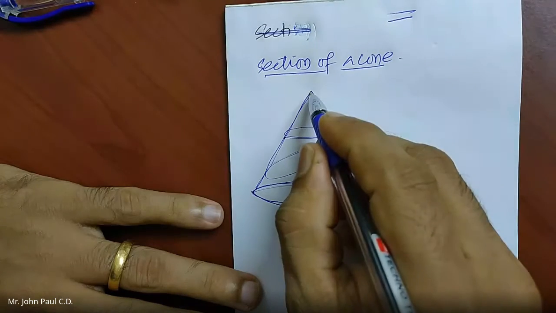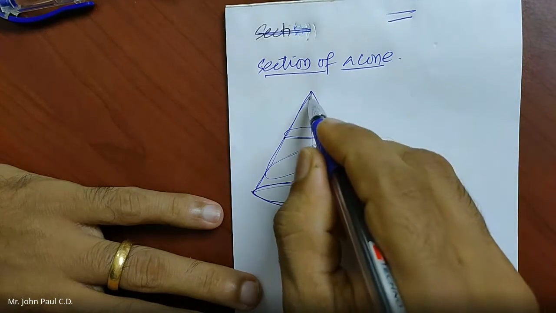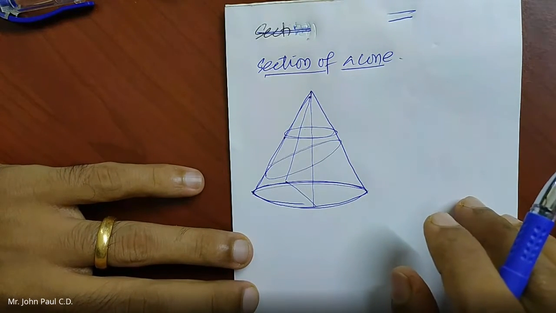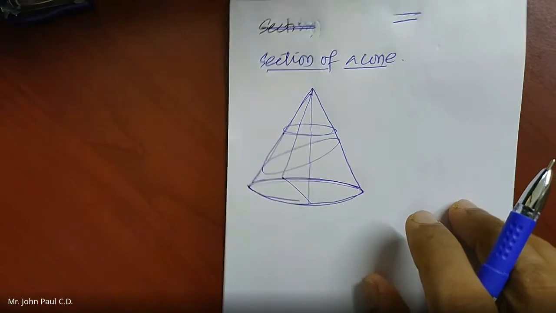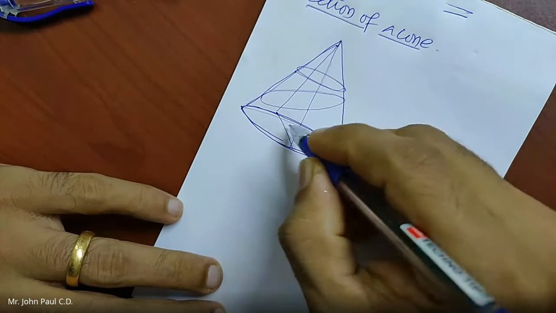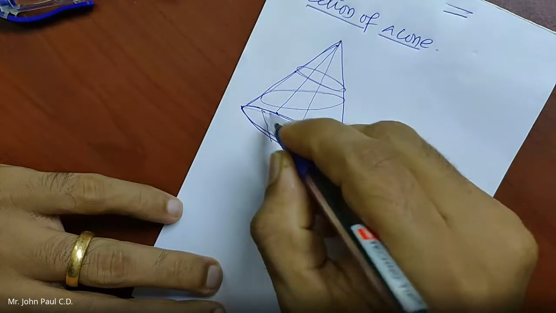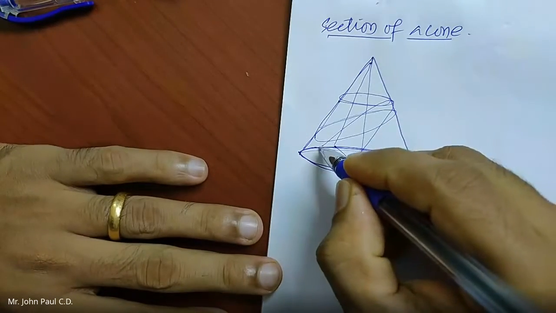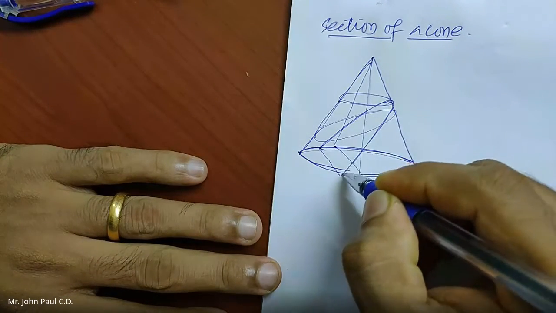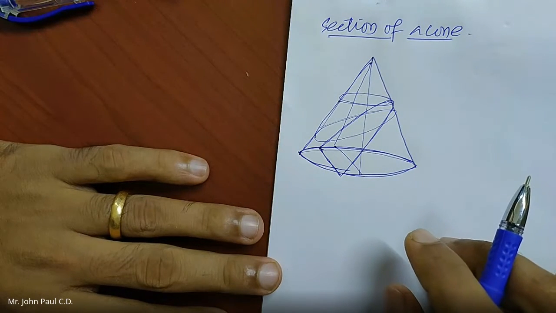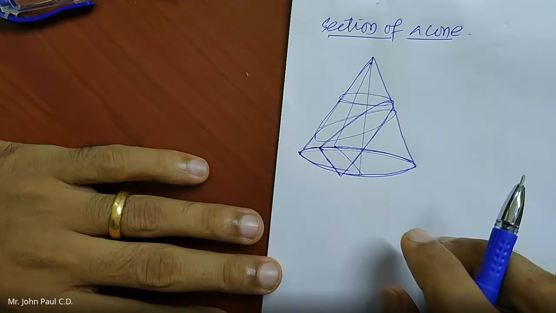Yes, of course, I may get a triangle if I cut it like this. Then a parabolic shape. Yes, I may get a parabola. If I cut it like this, I may get a parabola. And I can even get a hyperbola. Okay, these will be the different shapes I may get.